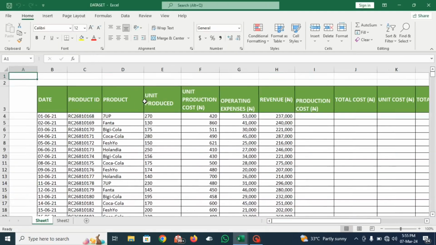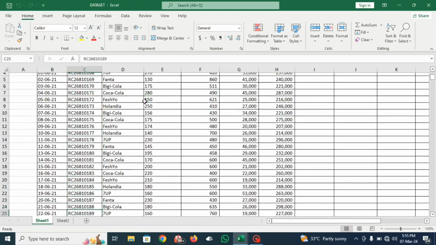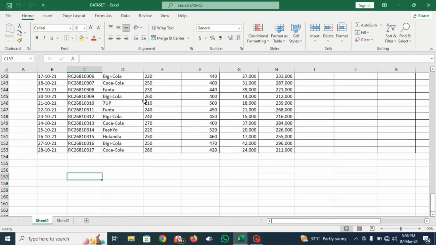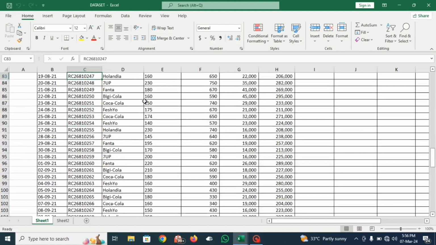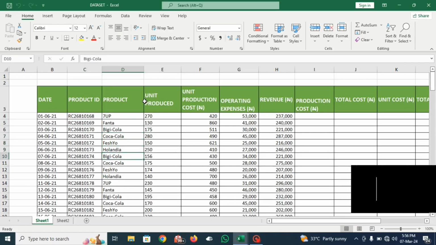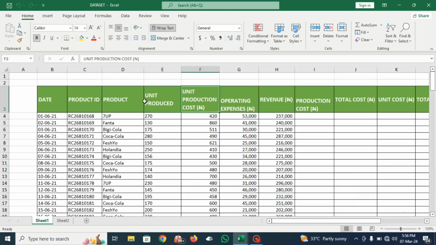So now, as you can see, we have a large volume of data set. This is a case study of a bottling company that deals with many products. We have different products here: Fanta, 7-Up, Biggie Cola, Coca-Cola, Fresho, Hollandia. They provided the units produced for each product. Then we have unit production cost, then operating expenses, and revenue.